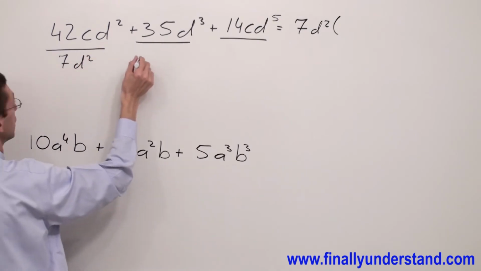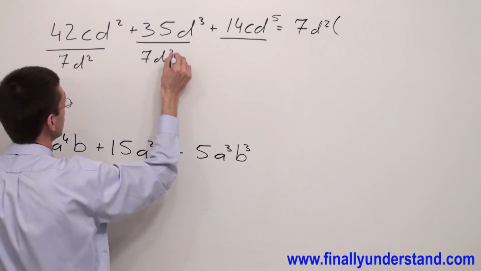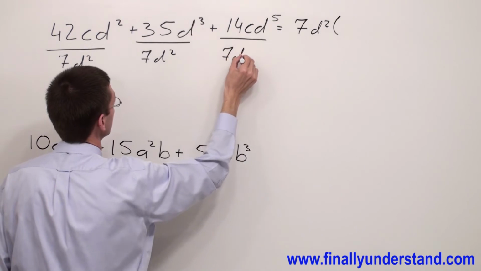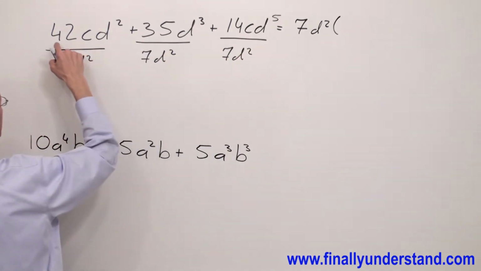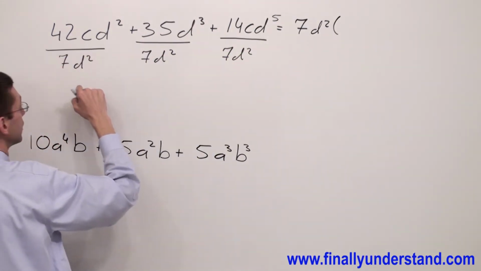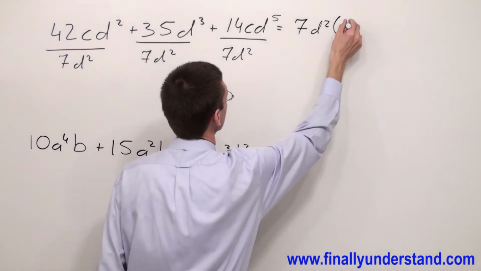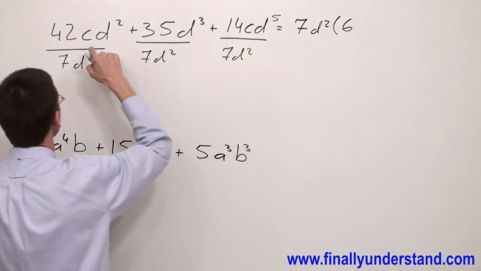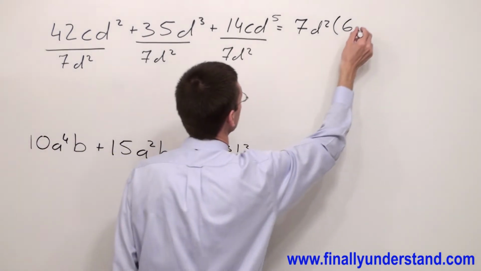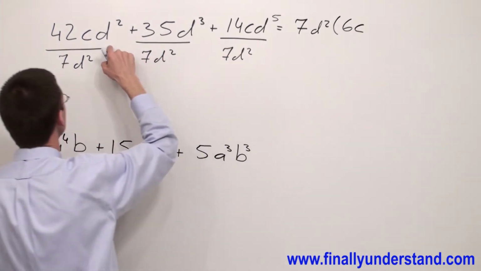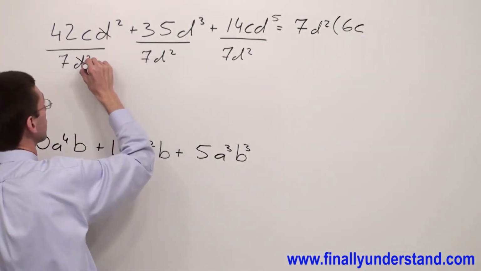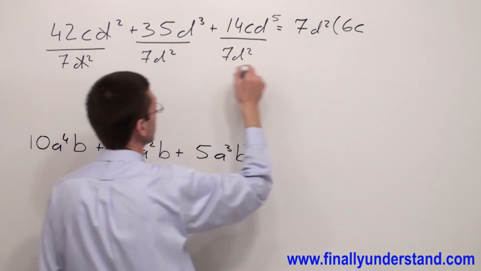7d squared. 42 divided by 7 is 6. Have to copy down c. d squared and d squared will cancel out. Copy down the positive sign.